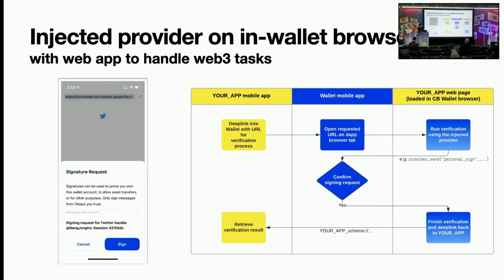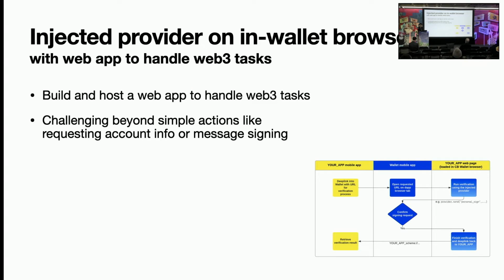And that's actually how the Twitter mobile app works. It asks the user to sign certain messages with some nonce for verification. But as you can see, the flowchart is quite cumbersome since you need to build and host a separate web app for this whole process. And this might not be something familiar to most mobile developers, at least for me. And it's not suitable for anything complex beyond some simple tasks.